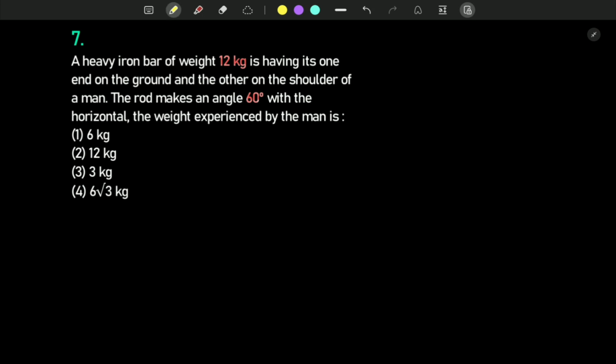So let us draw the figure first. Let this be our man, this is our ground, and the rod is inclined in this way. This is our rod, and in the question this angle with the horizontal is 60 degrees.